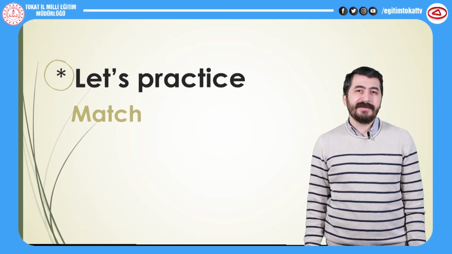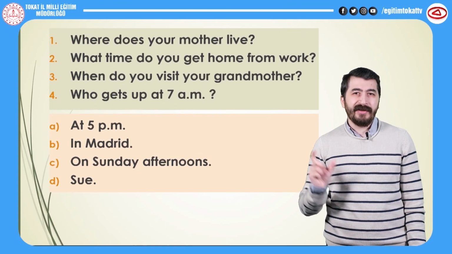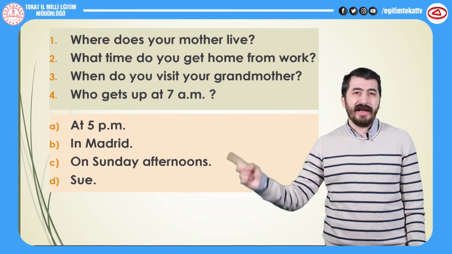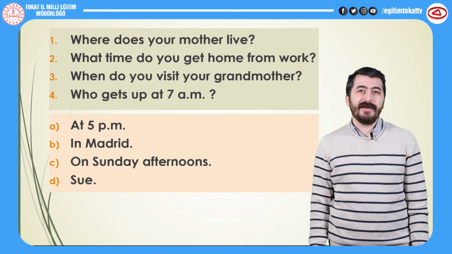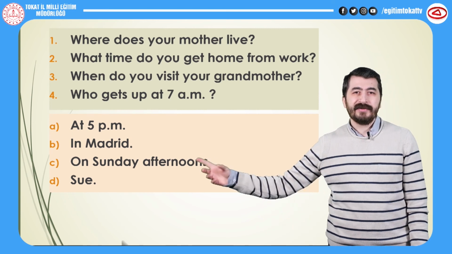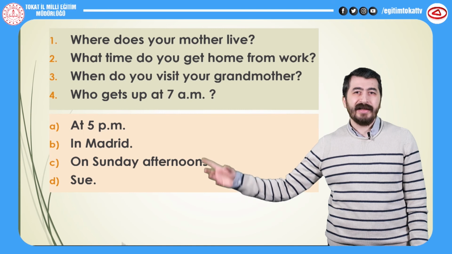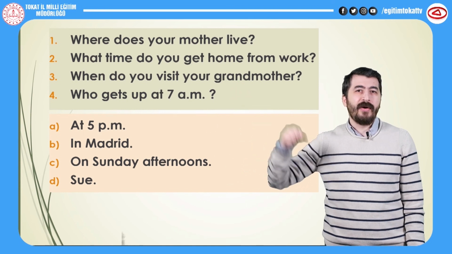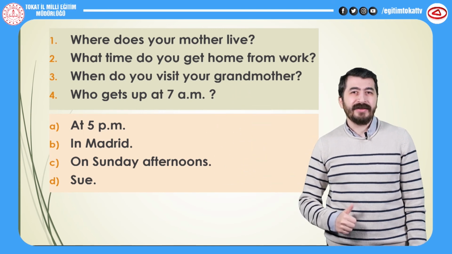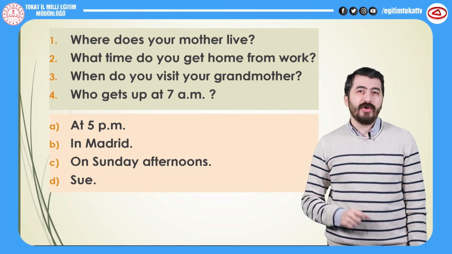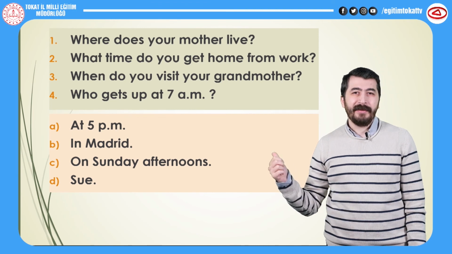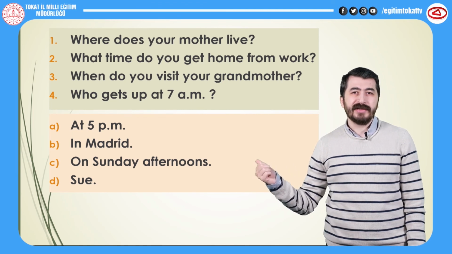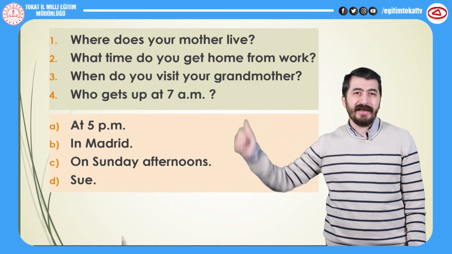And let's practice a matching activity. We have questions here and answers. First question is, where does your mother live? And try to find the answer here. And what time do you get home from work? When do you visit your grandmother? Who gets up at 7 a.m.? At 5 p.m., in Madrid, on Sunday afternoons, and so we have questions here and answers here.